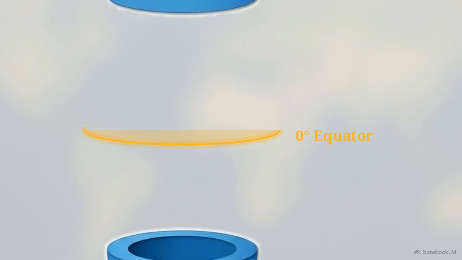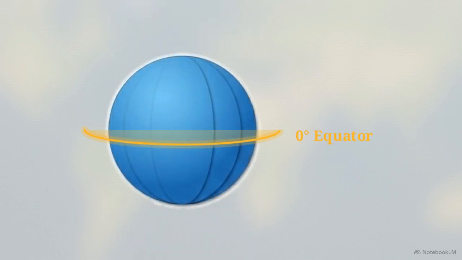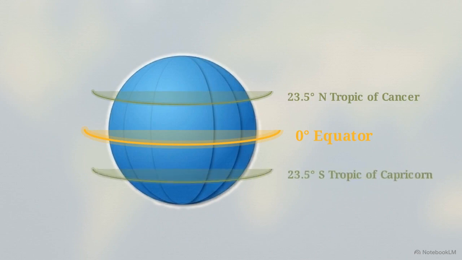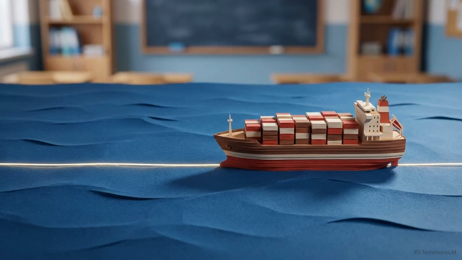Moving away from that main street, we have two other vital horizontal markers. In the north, at 23.5 degrees, we have the Tropic of Cancer. Down in the south, we find the Tropic of Capricorn. Finally, near the very icy top and bottom poles, we draw the Arctic Circle in the north and the Antarctic Circle in the south. All these horizontal lines give us a clear way to measure exactly how far north or south a place is from the equator.